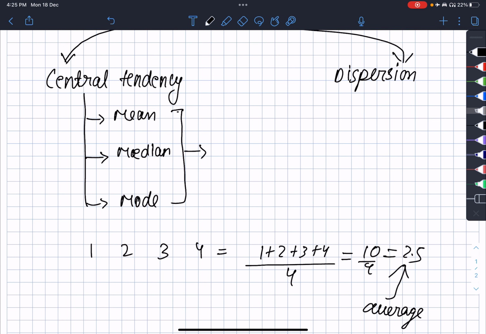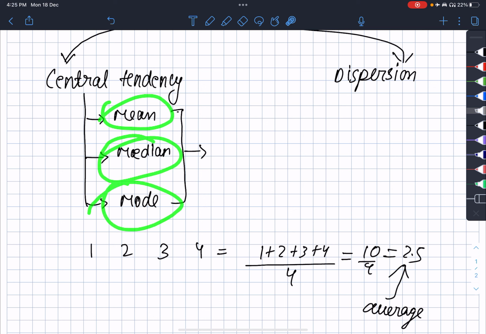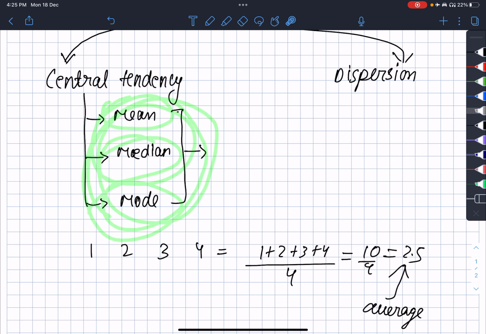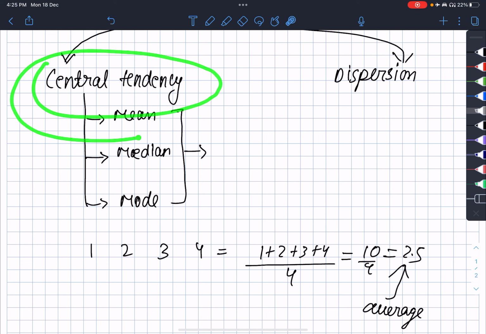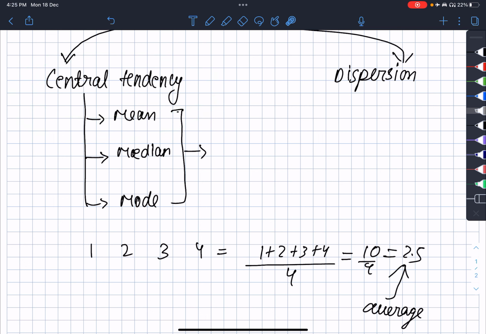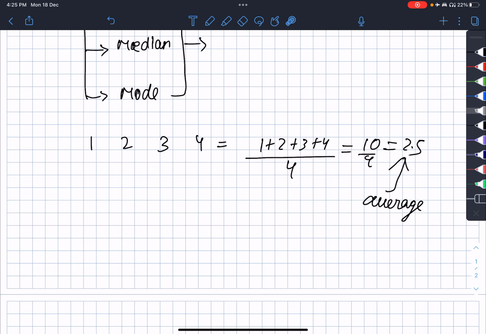So we can say that mean, median, and mode tell us the average, in a very casual way. They tell us the average of the data set, or the big data. In central tendency, we can say that it is the average of the data set.